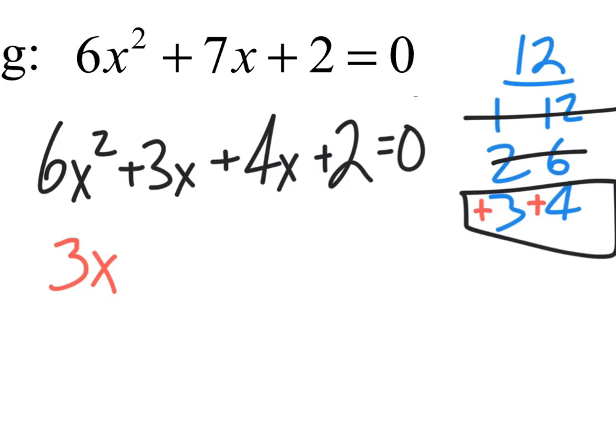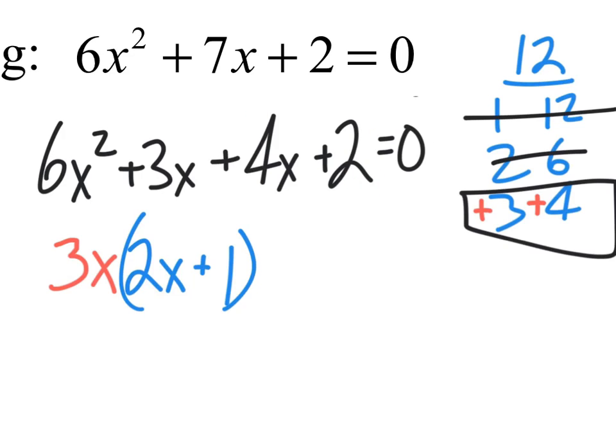Actually, let's write this like this. 3x times what gives us 6x squared? Simply 2x. And 3x times what gives us 3x? Just 1, which is how we got this. Beautiful. So likewise, we're going to be factoring something out of 4x and 2.